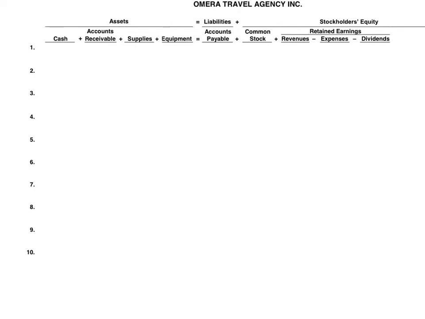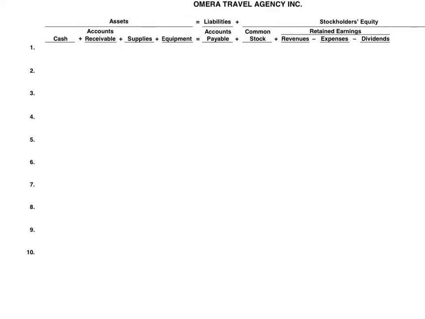Okay, now we're going to do a problem with O'Meara Travel Agency. We're going to look at business transactions and how they affect the balance sheet equations. And these are the accounts: the assets, cash, accounts receivable, supplies, and equipment; liabilities, accounts payable; shareholders' equity, common stock; revenue, expenses, and dividends. So on April 1st, they established business, and the following transactions were completed.